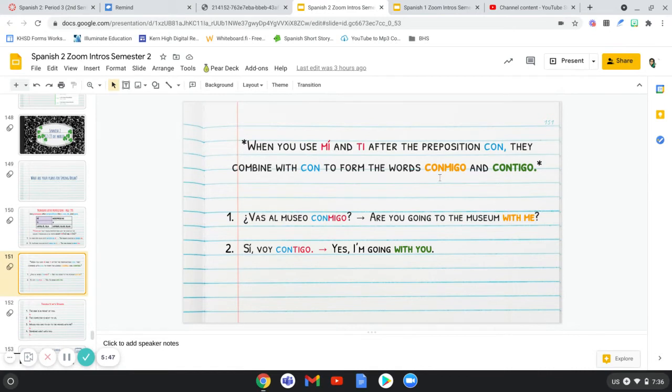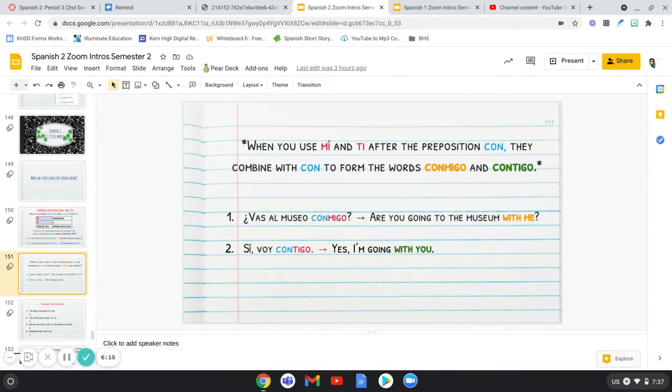With me, the orangey one. With you, the greenish one. So example 1. ¿Vas al museo conmigo? Are you going to the museum with me? So it's con, right? That's the word with. Me is supposed to be an MI, but they do add a GO, and it becomes one full word, conmigo. So the answer was sí, yes, I'm going with you. Voy, again, contigo.